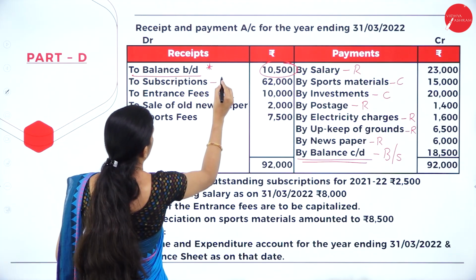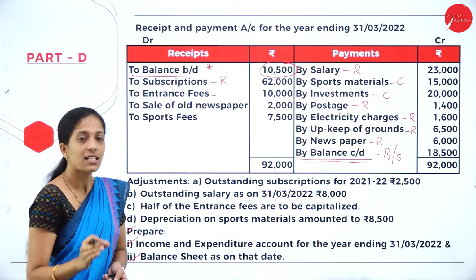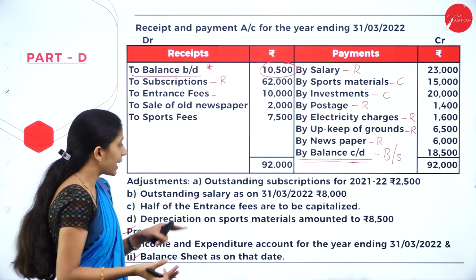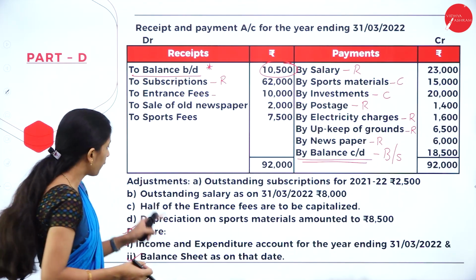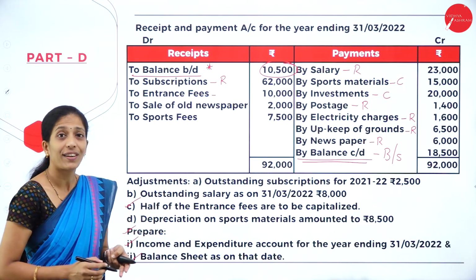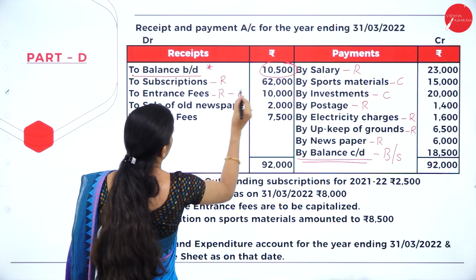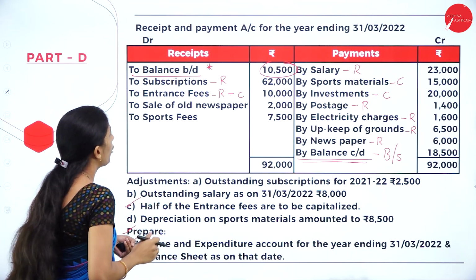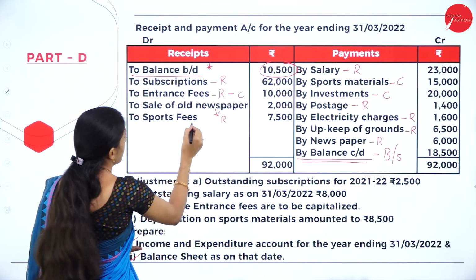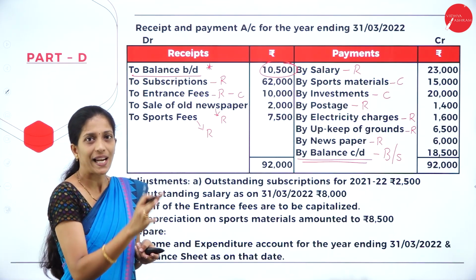Next, to subscription, it is a revenue item. Entrance fees, now you have to be careful with the entrance fees. It can be capitalized or it may be a revenue item also. So you have to see the adjustment. Regarding entrance fees, they have told half of the entrance fees are to be capitalized. In the sense, half is revenue and half is capital item. Next, sale of old newspaper. It is a revenue item. Next, to sports fees. It is also a revenue item. So we have segregated them into revenue as well as capital items.